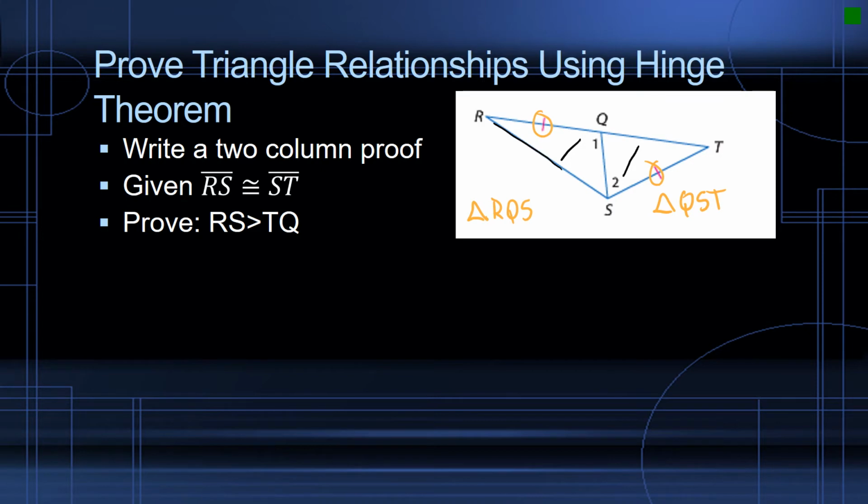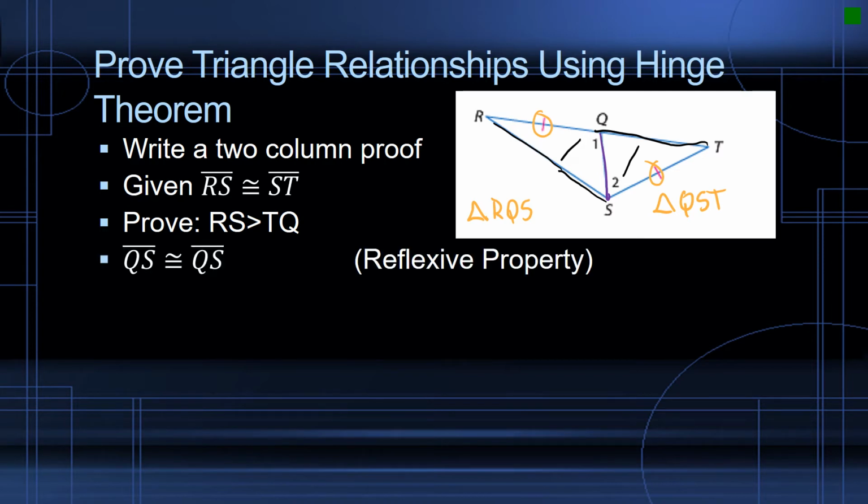Now, what about these two triangles have a common side, which is QS? Well, maybe I should make that QS. I'll erase my other things. Okay. Well, makes sense that QS equals QS. And that's true because of the reflexive property.